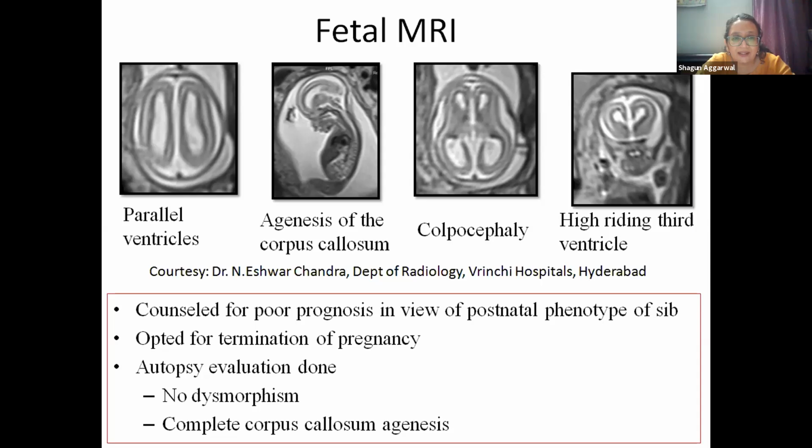So we all know that an isolated corpus callosum agenesis has a good prognosis. Around 70% cases would actually be normal. But in this family, because there is already a history of a sibling affected similarly, and that sibling had a poor outcome.